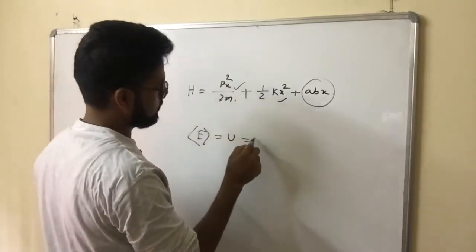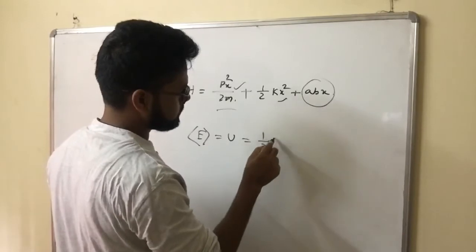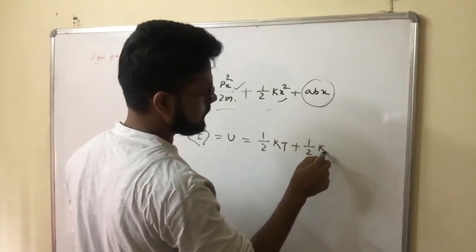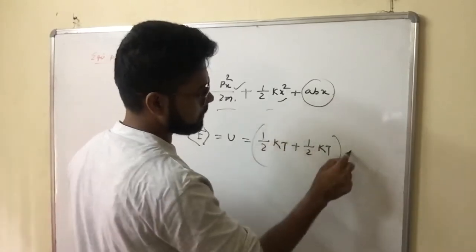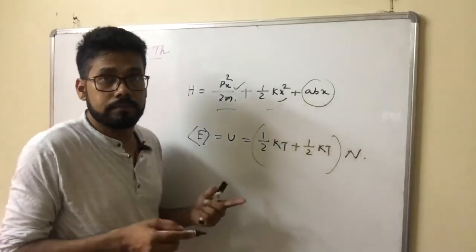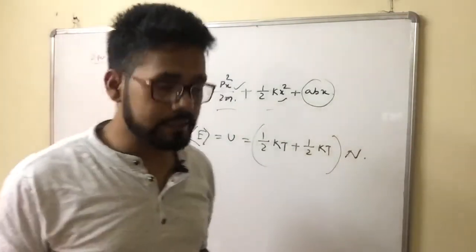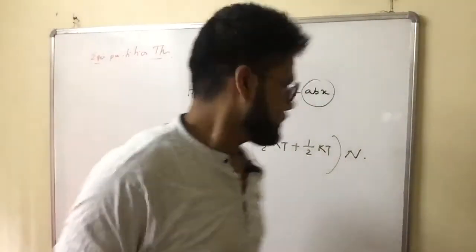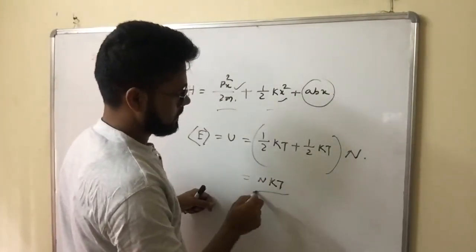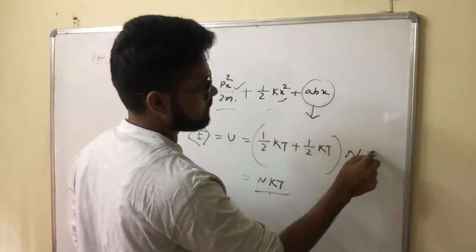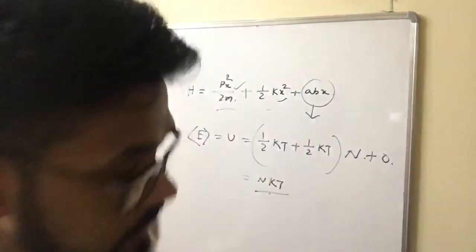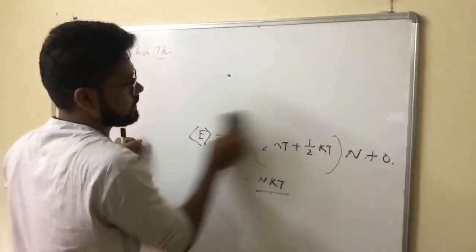So the mean energy equals half kT plus half kT. If the system is composed of N number of particles, multiply with N. If they never mention it in the question, then remove the N. So it will be NkT. This term contributes zero. Only the harmonic terms contribute. This question came in the NET exam in 2016.